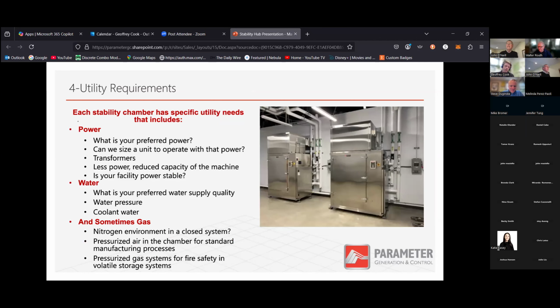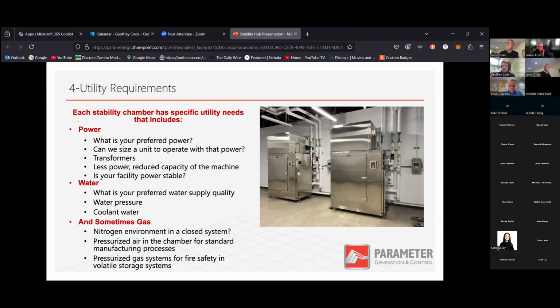So obviously, utility requirements. The first one is going to be power. What is your preferred power? Can your stability chamber meet your required conditions with the power that you have at your facility? If not, we can look at considering transformers, because the lesser power that you have, the less power your machine's going to have, and you'll have reduced capability of that machine. Is your power stable? Do you have power fluctuations? If so, we might want to consider a UPS to maintain the electronics and sensitive controls inside the machine to protect them from rolling brownouts and things like that.